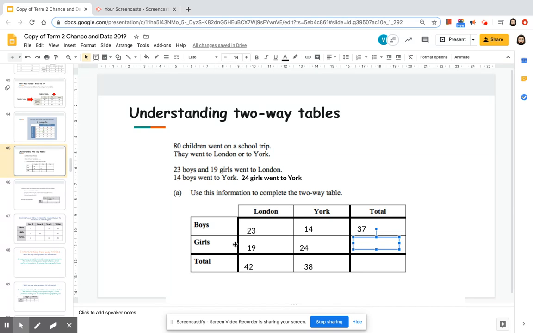I do the same. So I go through the girls row. So the number of girls that were on this trip is 19 plus 24, which equals 43.